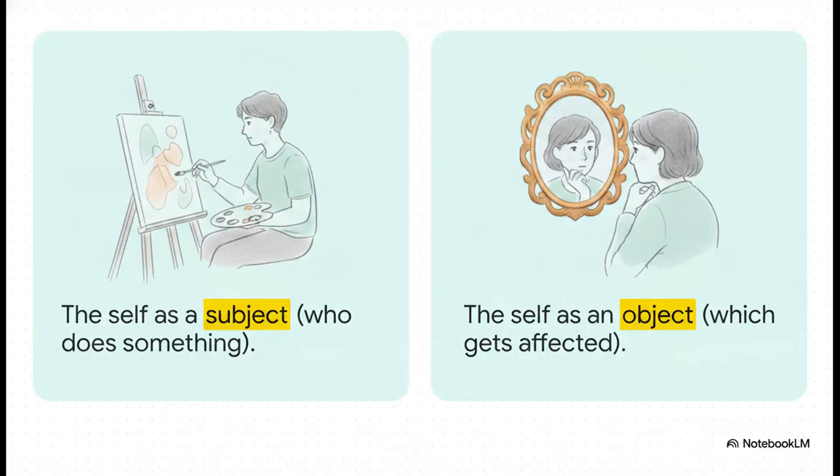Okay, so when you look in the mirror and think to yourself, "I know who I am," you're actually describing 2 totally different things at the exact same time. First, you have the self as a subject. Think of this as the knower or the actor, the entity that actively goes out and does something. But simultaneously, there is the self as an object. This is the entity that something is done to, the consequence, the known, that gets observed and affected.